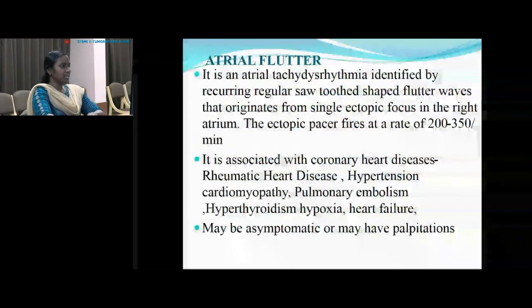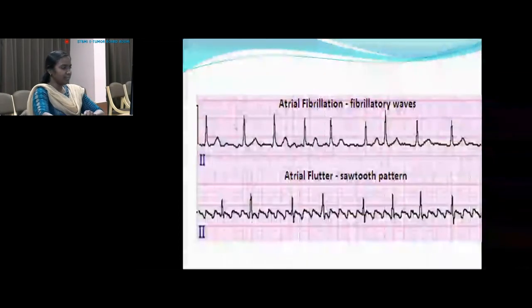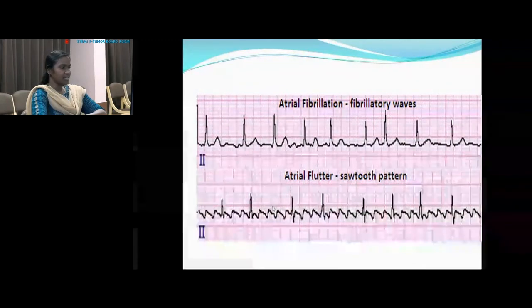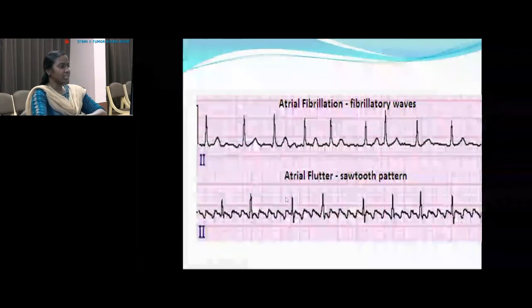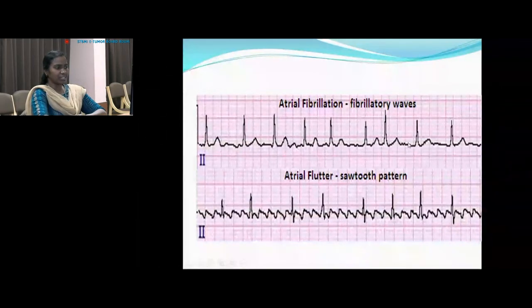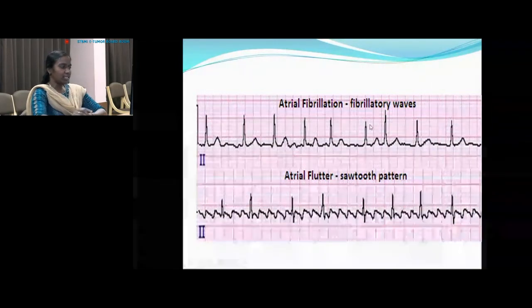See, this second one is atrial flutter. Here the P waves are regular, and it is a regular pattern as it develops from a single focus. Here, in atrial fibrillation, the P waves are irregular and of different shapes. In each beat, the P waves are different, and the pattern is also distorted, because there are multiple ectopic foci in atrial fibrillation. That is the major difference between atrial fibrillation and atrial flutter.